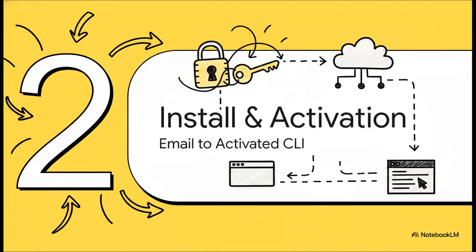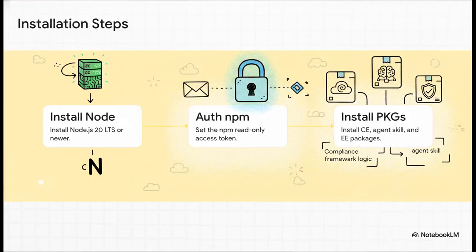Moving right along to Section 2, Installation and License Activation, taking you from that welcome email straight to an activated CLI. Okay, so the prep phase starts super simply with two specific items waiting in your purchase email: your enterprise license key, which starts with enterprise_, and your NPM read-only access token. Because the Enterprise Edition is a private restricted package, that token is basically your golden ticket to download the software. From there, just follow these foundational steps.